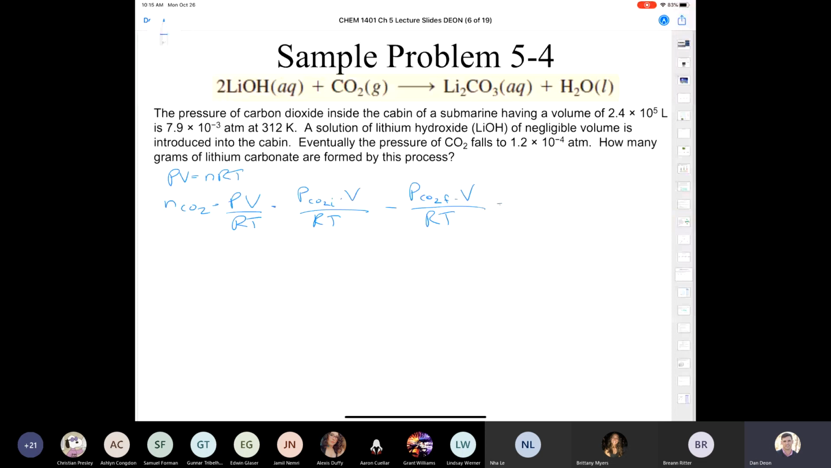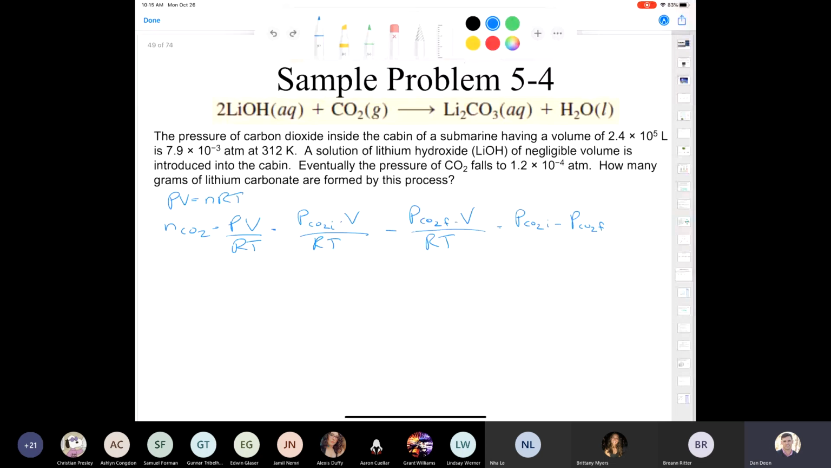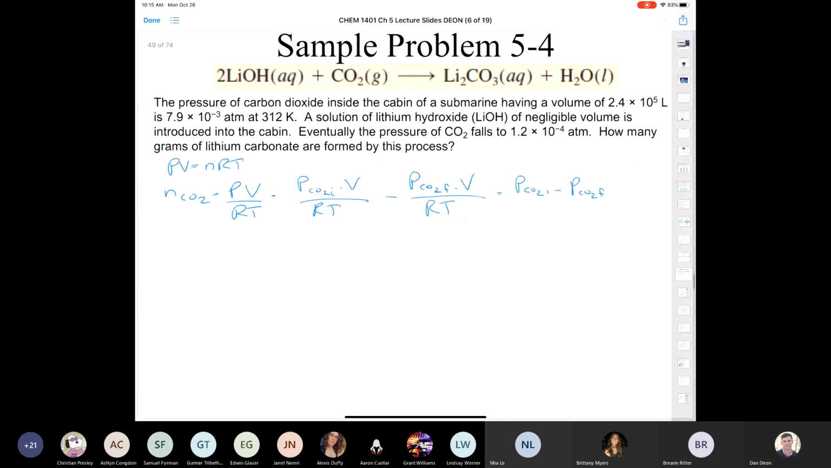We get the pressure of the carbon dioxide that we start with, subtract the pressure of the carbon dioxide that we end up with, multiplied by volume over RT, like that.